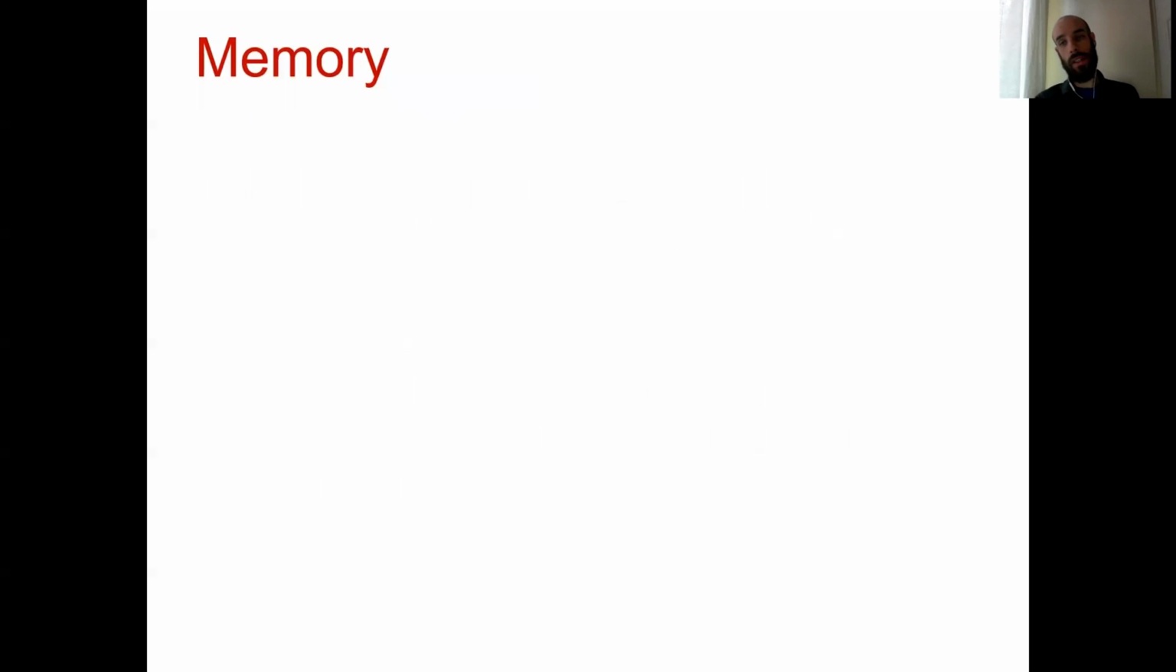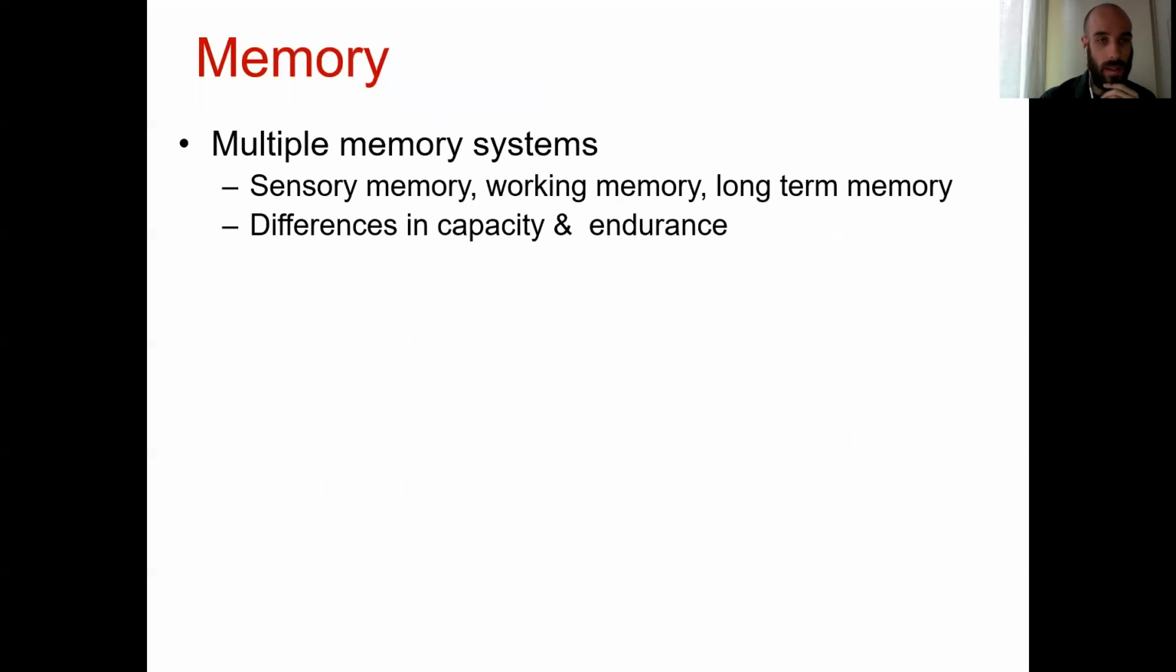Okay, so that's attention. Next thing we talked about was memory. So there were three memory systems: sensory memory, working memory, long-term memory. Sensory memory is like a lingering sensory store that seems to be fairly capacity unlimited, but it only lasts for about half a second unless you pay attention to it.